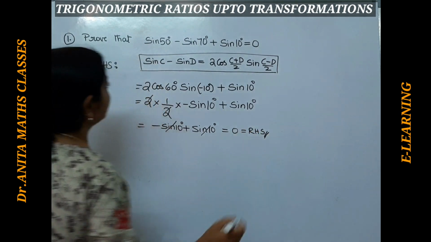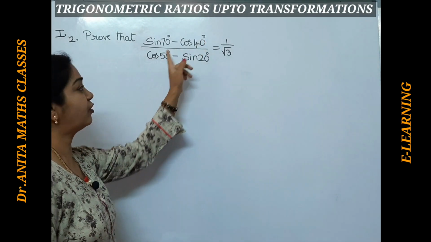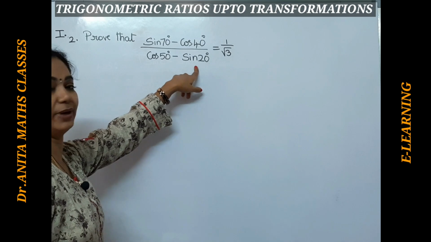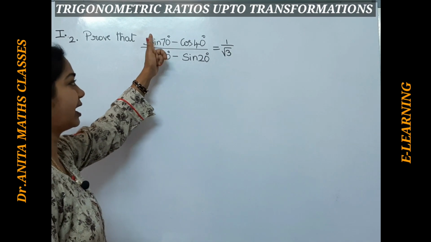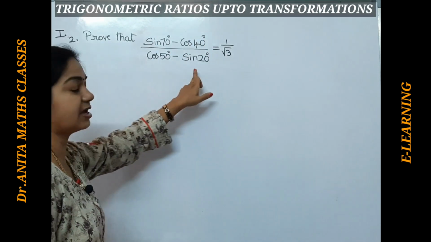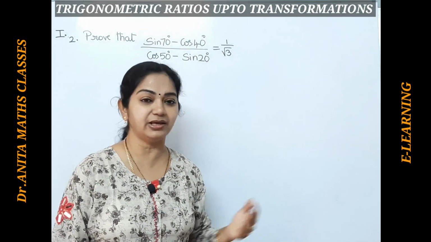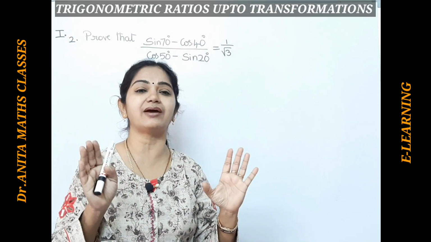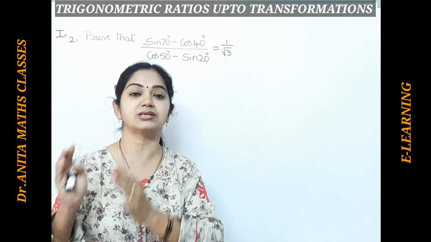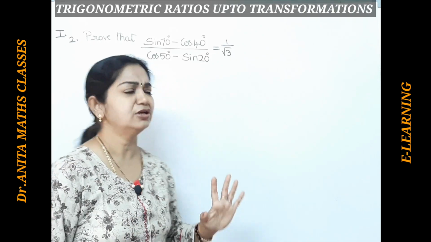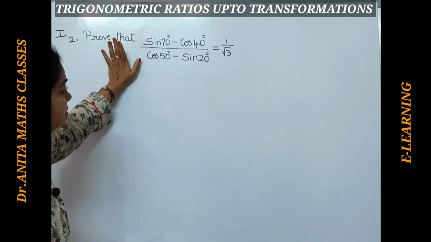So pause the video and note it down. Second problem: sine 70 minus cos 40 by cos 50 minus sine 20 equals 1 by root 3. See, in this we can clearly see that there is a sine and a cos function, here also a cos and a sine function. Do we have such formulas? In the C and D formulas we do not have sine and cos together: sine C plus sine D, sine C minus sine D, cos C plus cos D, cos C minus cos D. So we should not use any sum and product transformations here, but we can apply another one.